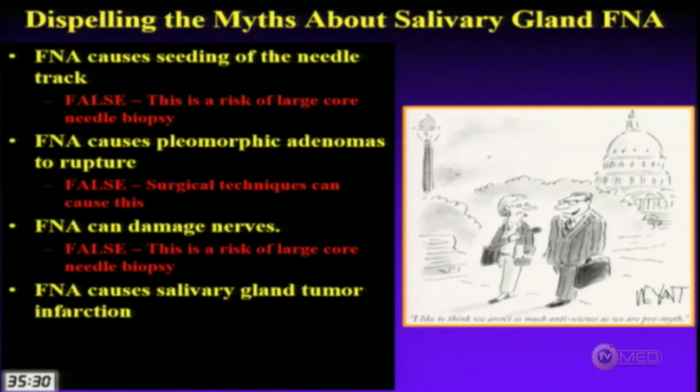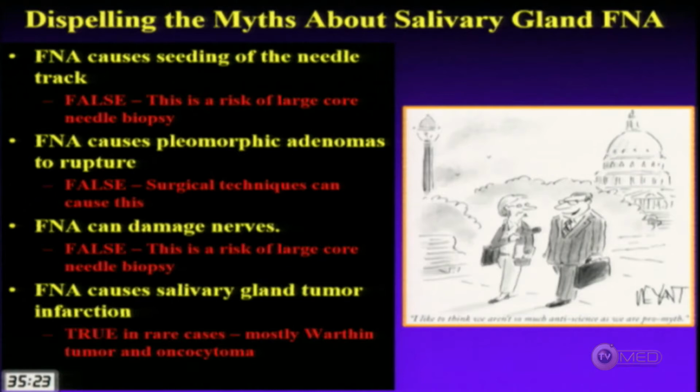The last one is FNA causes salivary gland tumors to infarct. And this is one where the answer is partially true in rare cases, especially things like Warthin tumors. The oncocytic tumors tend to be more inclined to infarct for some reason.